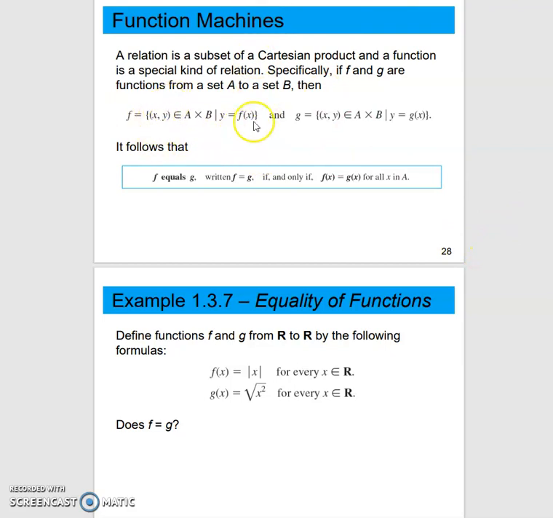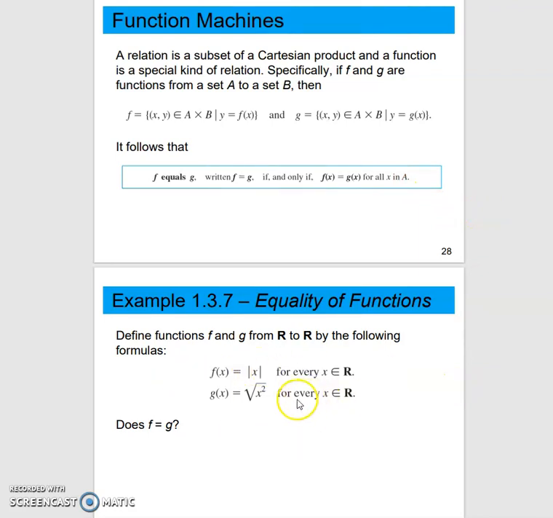And again, here's the nice formal way. So f, we can define as (x, y) in A cross B, where y equals f of x. And we have something very similar there for g. When are they equal? f equals g, which we write like that. It's true if and only if the function values are the same for every single x value. So if even one of them doesn't work, it is not equal.